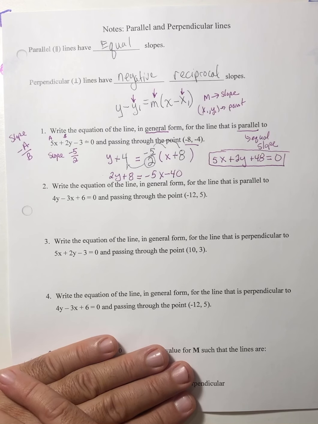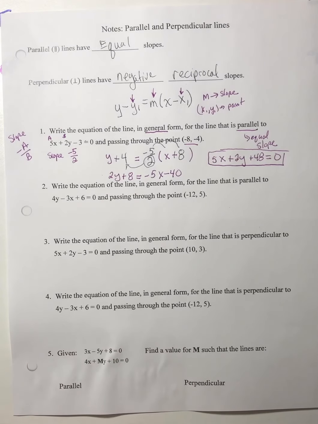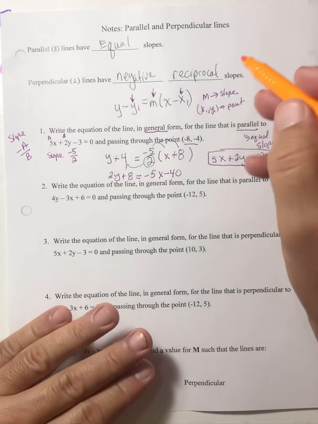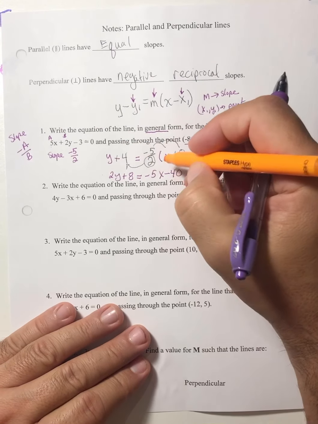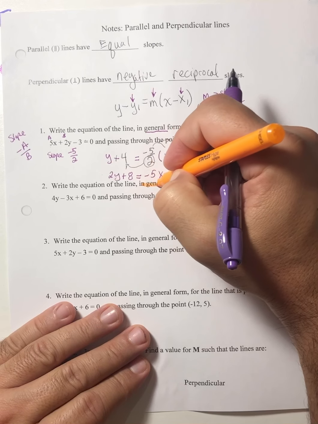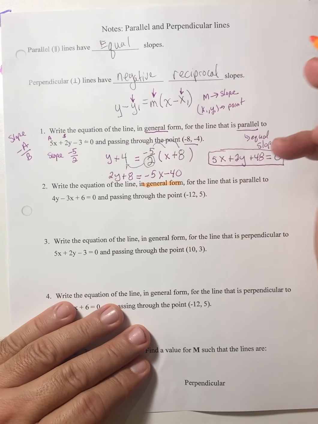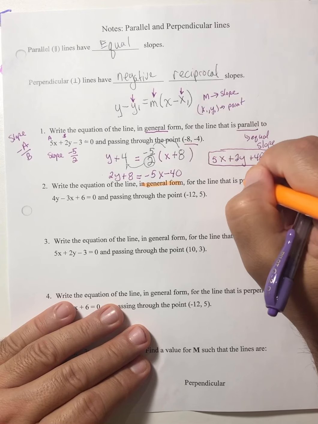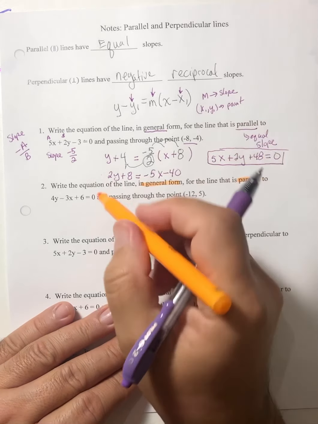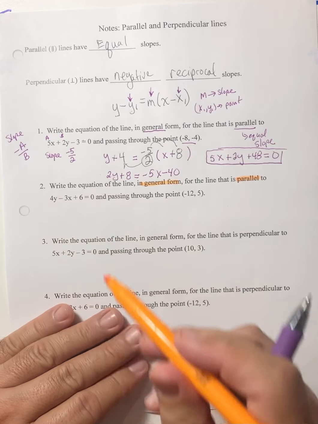All right, there's another one. Let's do another one. So write the equation, general form. So essentially the exact same question and parallel to. And here we are, back in general form.